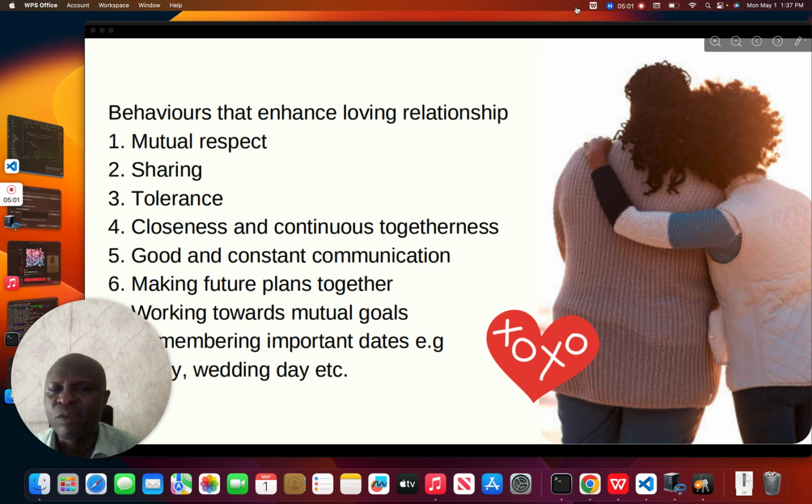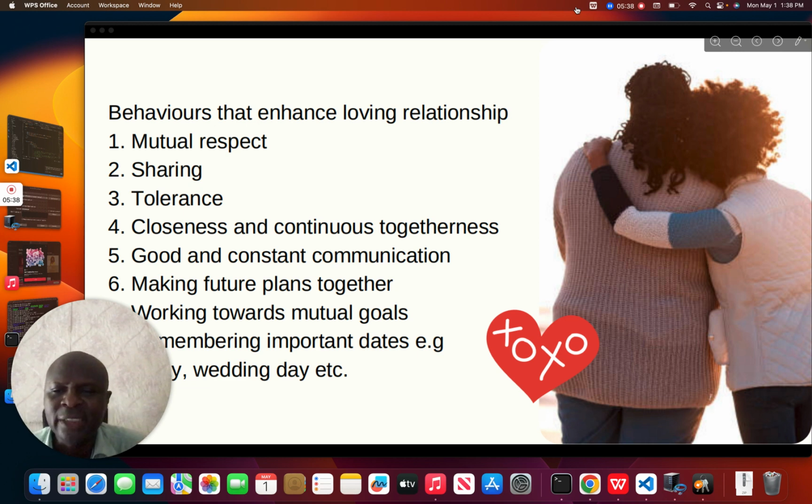Also, you make future plans together. You make future plans together, planning exactly based on your ambitions. You want to become a medical doctor, you want to become an accountant, you want to become an engineer, you want to become a nurse. You plan together, you discuss what are ways, what are things that we need to do that will help us to achieve this. Then you must work towards mutual goals. Those goals you are setting for yourself, you must plan, you must think of how to achieve those goals.